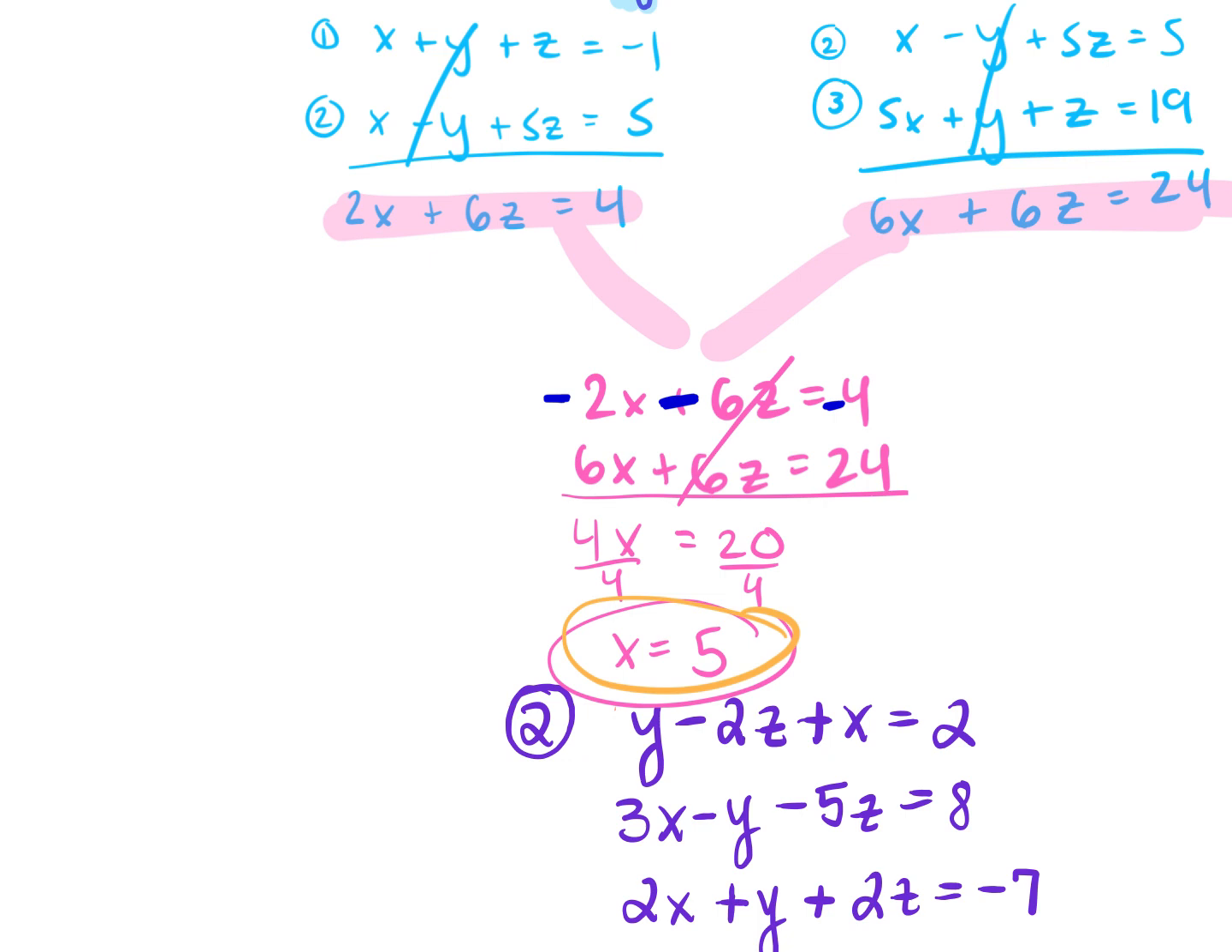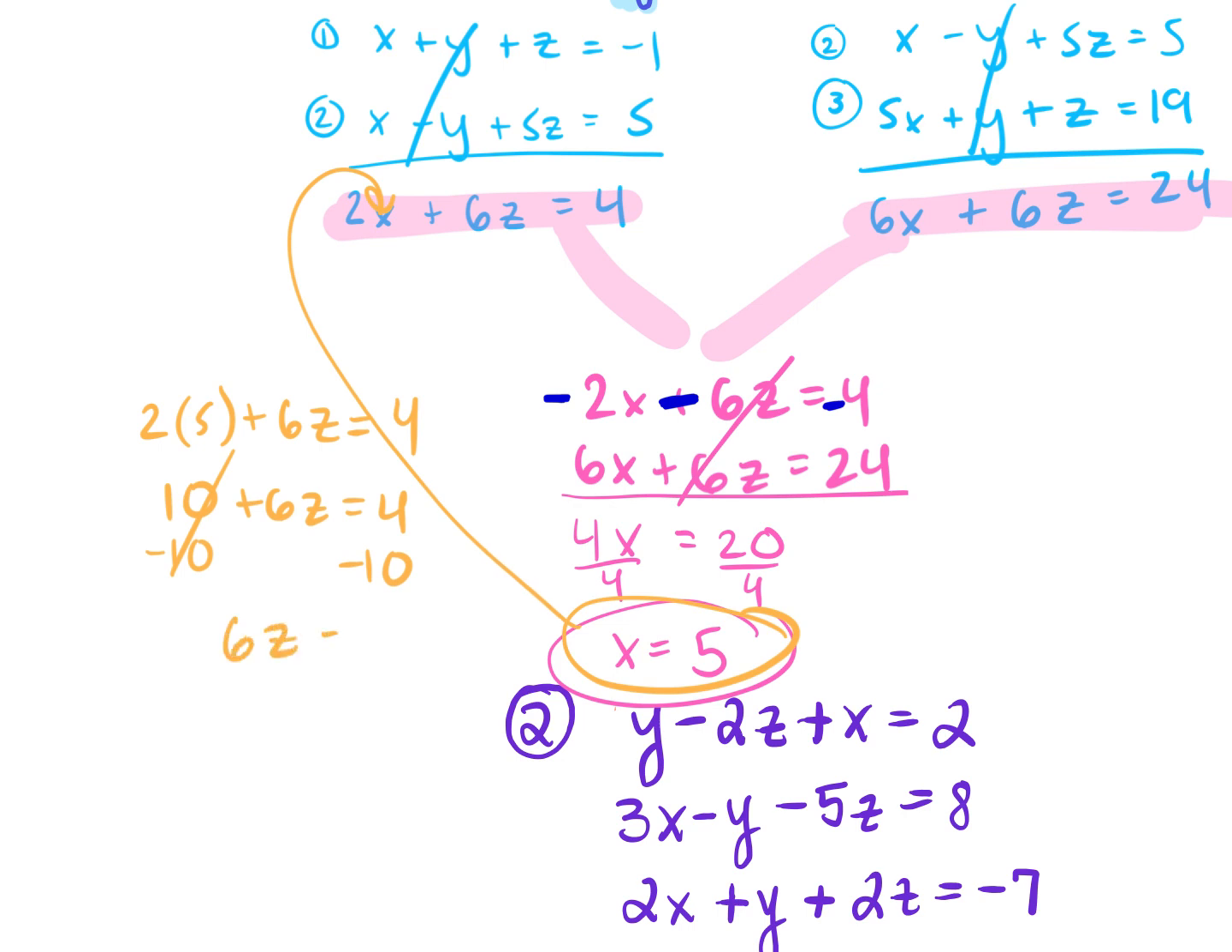The numbers look a little bit smaller in the one on the left, so I'm going to pick that one. Just make sure you plug it into the correct variable. So we have 2 times 5 plus 6z is equal to 4. 2 times 5 would be 10 plus 6z is equal to 4. Subtract 10. 6z is equal to -6. Divide by 6. So z is equal to what? -1.